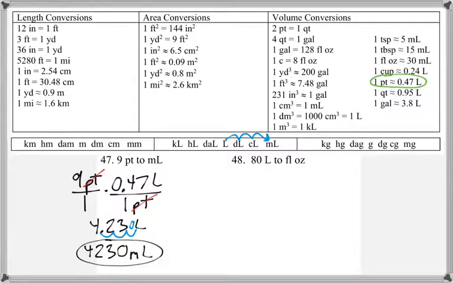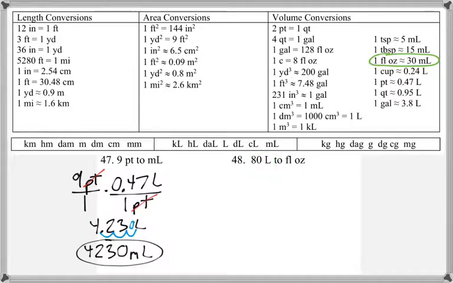Question 48, I'm converting 80 liters to fluid ounces. If we look at the conversions, there is not a direct conversion from liters to fluid ounces. But we do have a conversion from fluid ounces to milliliters. So if we convert the 80 liters to mLs first, and then multiply by the conversion factor, then we should be able to get the answer.